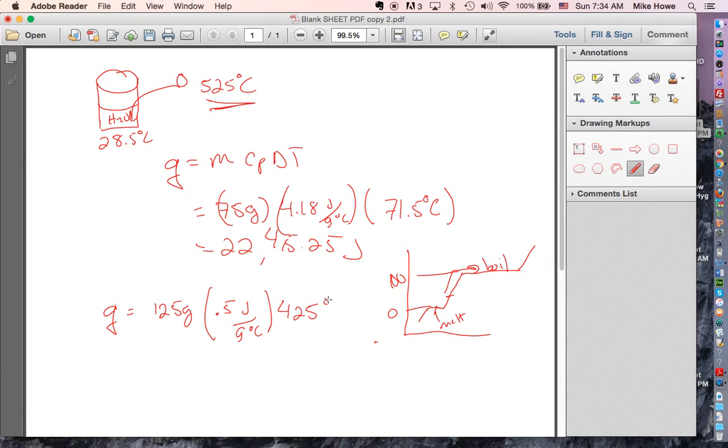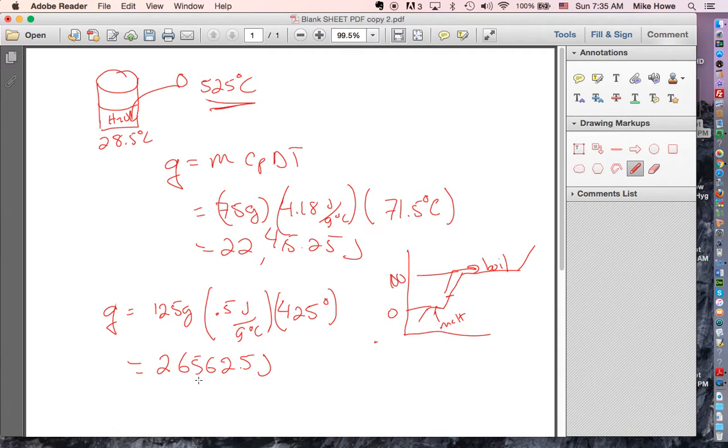So the metal ball is going to lose this quantity of heat. So let's find out what that quantity is. It'd be 125 multiplied by 0.5 multiplied by 425. Final answer, 26,562.5 joules. All right, so now we know that it took this much energy to raise the water up to boiling. But I didn't use all the energy that was lost by the steel ball.